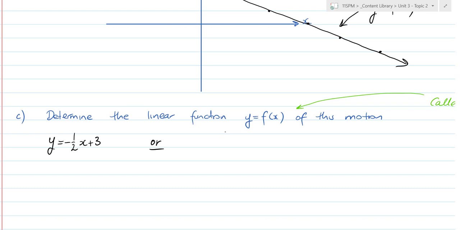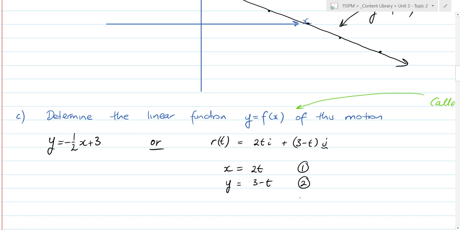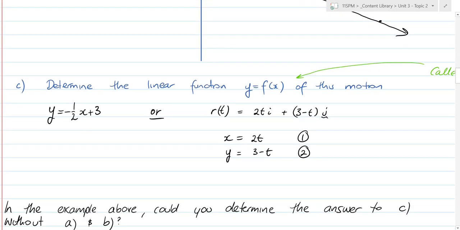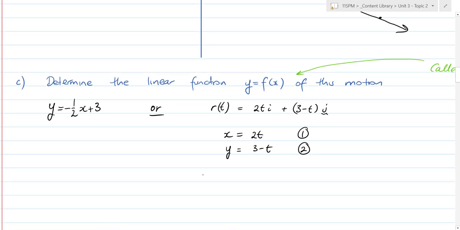Although to be fair, you threw about 4 or 5 different answers at me. So r(t) was equal to 2t i plus (3 minus t) j. Hopefully, you're able to see from that that x is equal to 2t and y is equal to 3 minus t. I'll call that 1 and I'll call that 2. Now, if we know that x is equal to 2 times t, hopefully you can see that in number 1, t equals a half x.